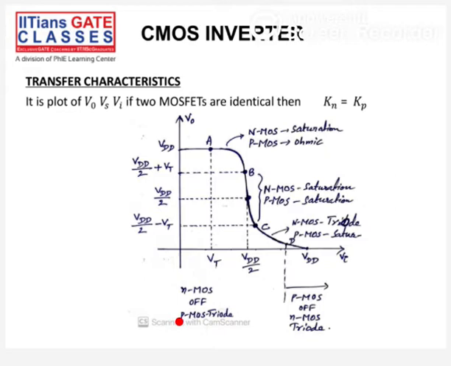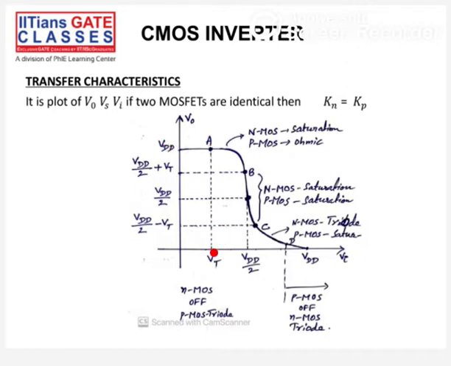So PMOS will be in triode region. Sorry, that triode is ohmic, it is not saturation. So NMOS will be off and PMOS will be in triode region. So it is like this. So now we are increasing Vi and it is at Vt. If it is at Vt, then our output will be at A and it is almost VDD.